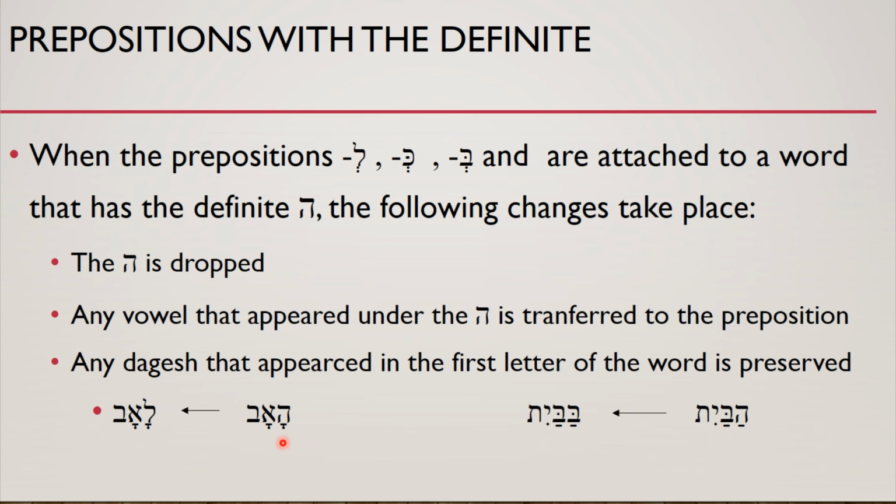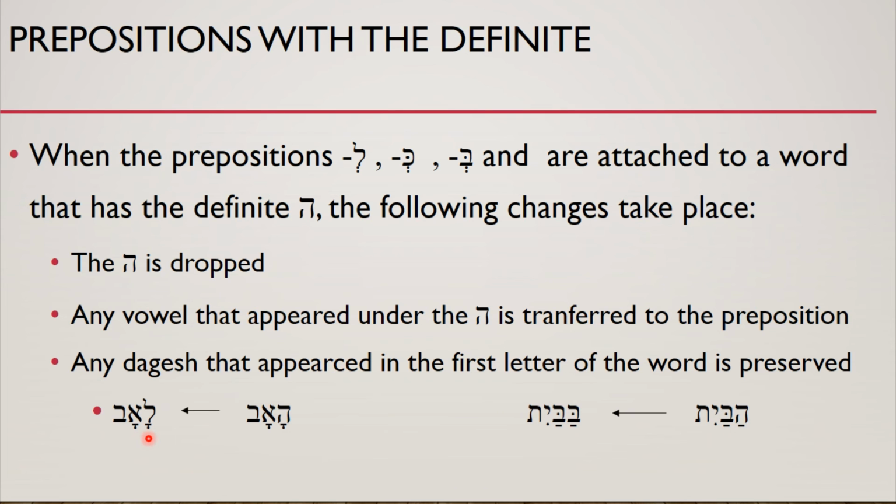The other example here is ha'av, which is the father. Again, when you have a preposition attached to it, the preposition takes whatever vowel was underneath the hey, but the hey has dropped out, and the preposition has taken its place. So you have la'av, which is to the father, or for the father. Not to a father, or for a father.